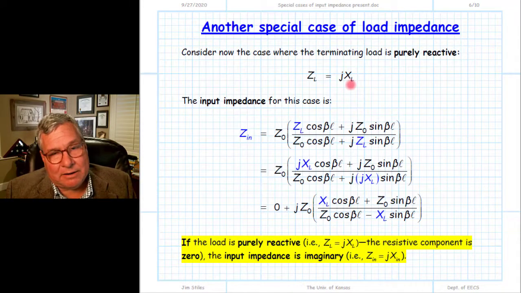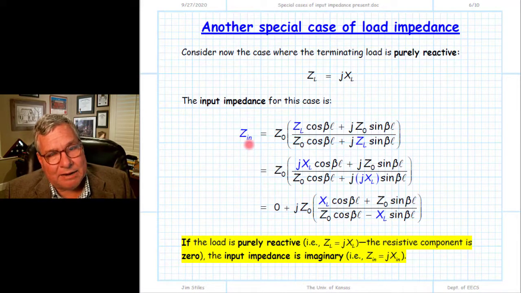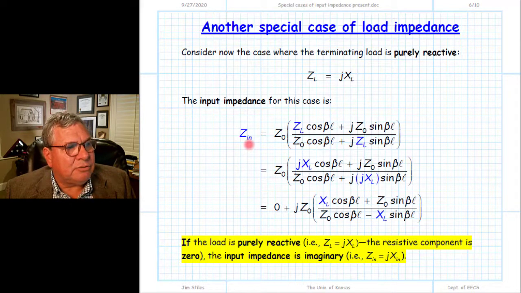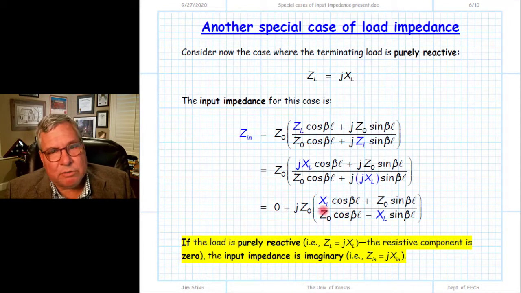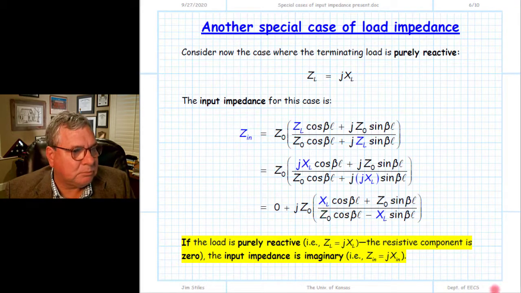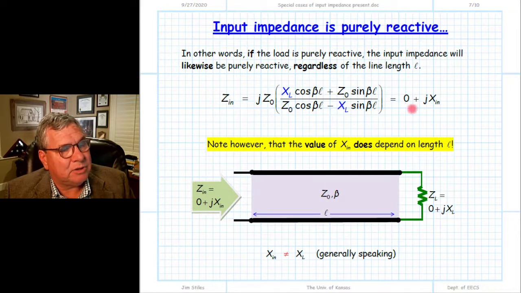The load may be inductive, and therefore XL is positive, whereas the reactive part of Zin could be negative, or vice versa. The actual value depends on all the parameters of this result: the length of the transmission line, beta, characteristic impedance, and the original load impedance. So in summary, if we have a load that is purely reactive with reactance XL, the input impedance is going to be purely reactive. Notice the input reactance is different than the load reactance, and the value of the input reactance will depend on the length L.